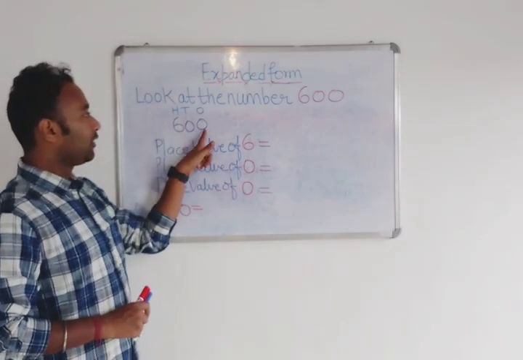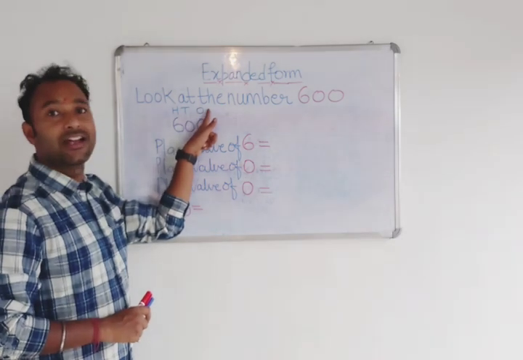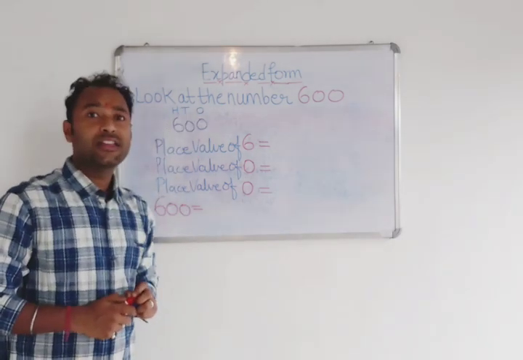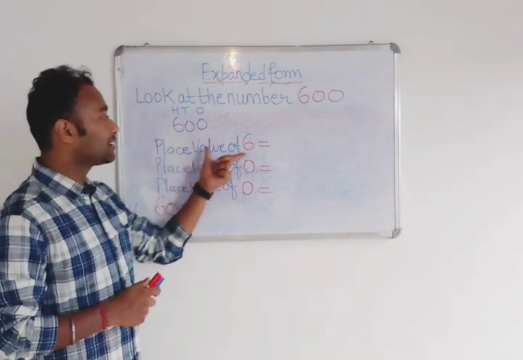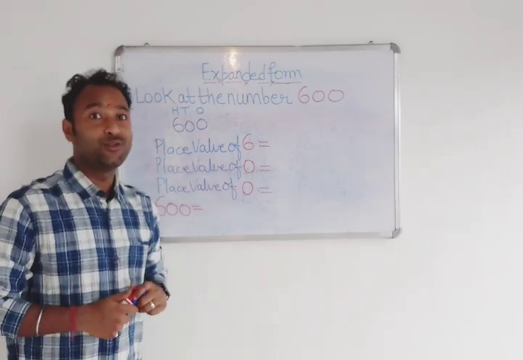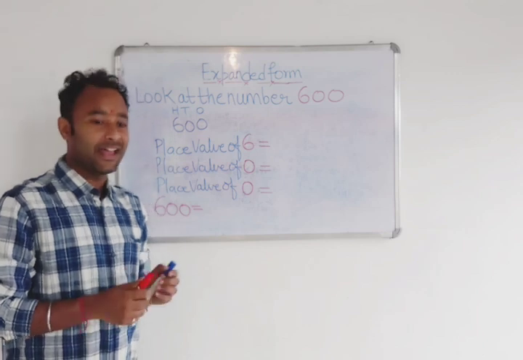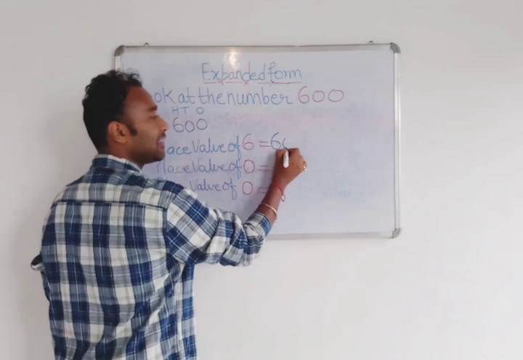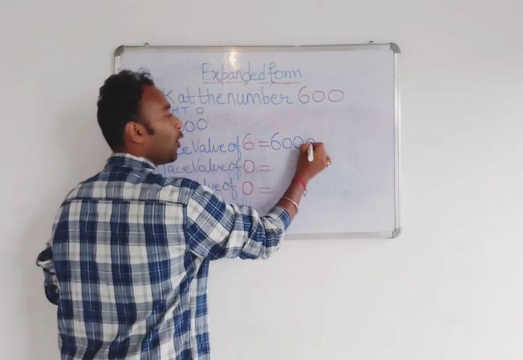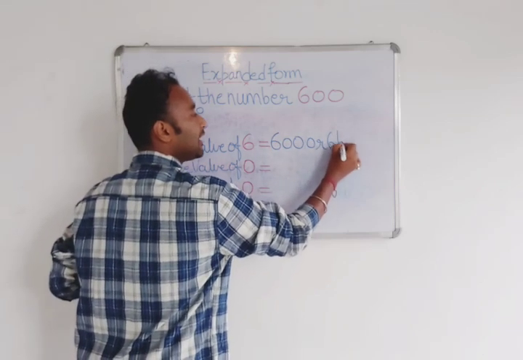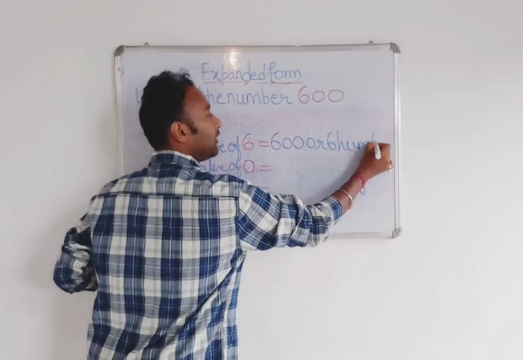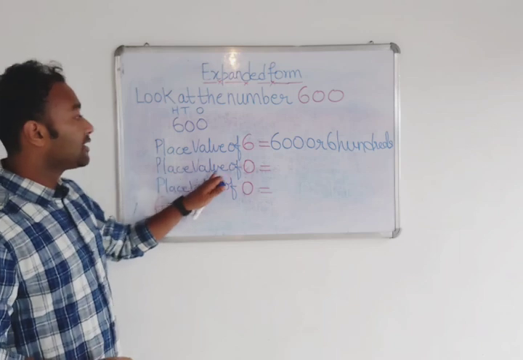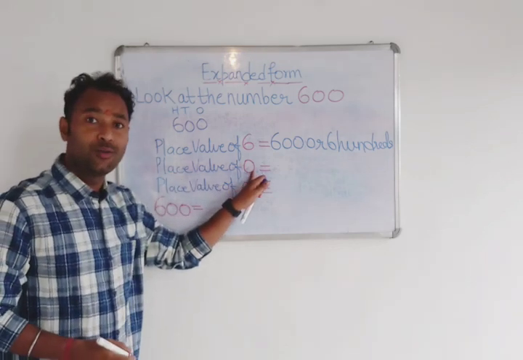Now I have written it like this, that ones, tens and hundreds. So now can you tell me what is the place value of 600? Now you have to tell me. Very good. Now the place value of 6 is 600. Understood, students? Very good. Now what is the place value of 0?